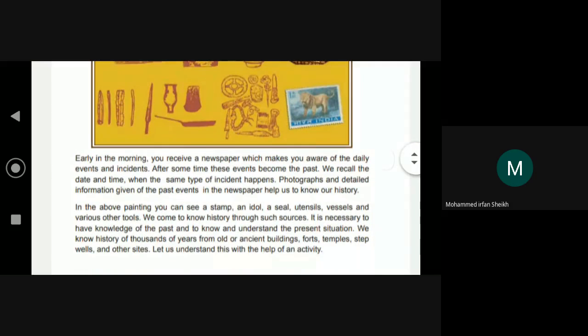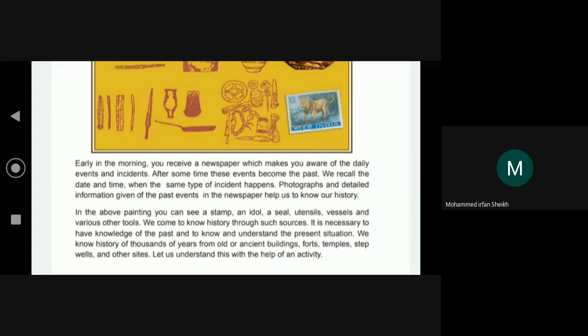How are these sources of history useful to us? Ma'am, we can know what is happening. What is happening and what was happening in the previous? Yes, some events which have already taken place, which have already occurred, and which are happening in the present.